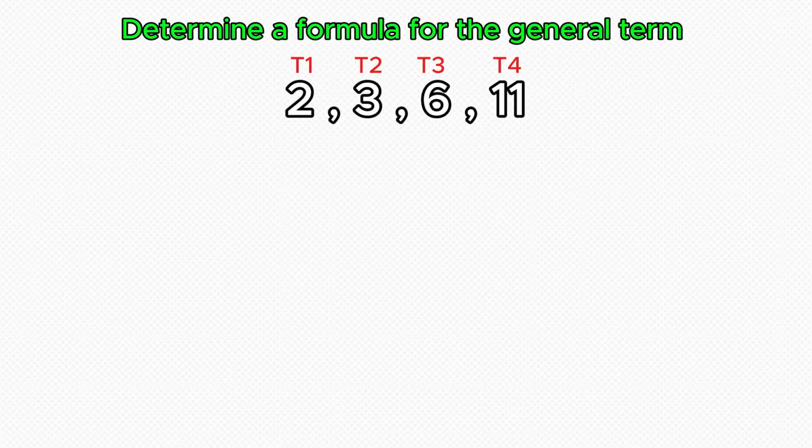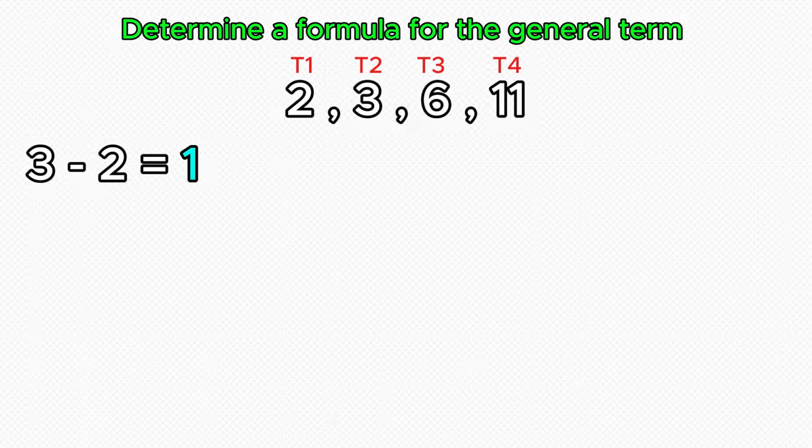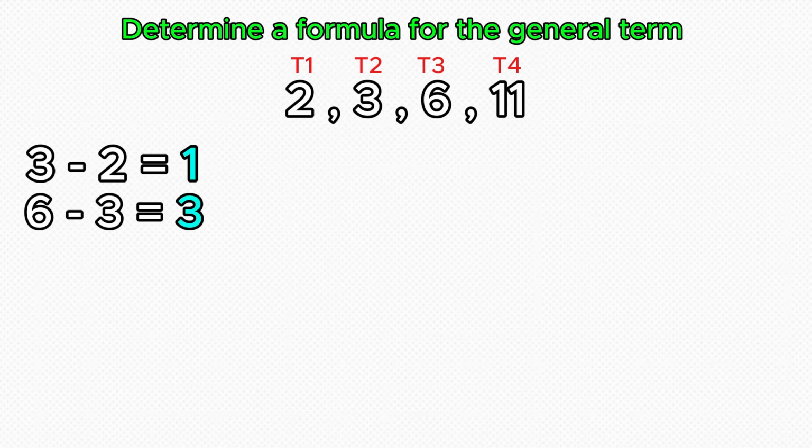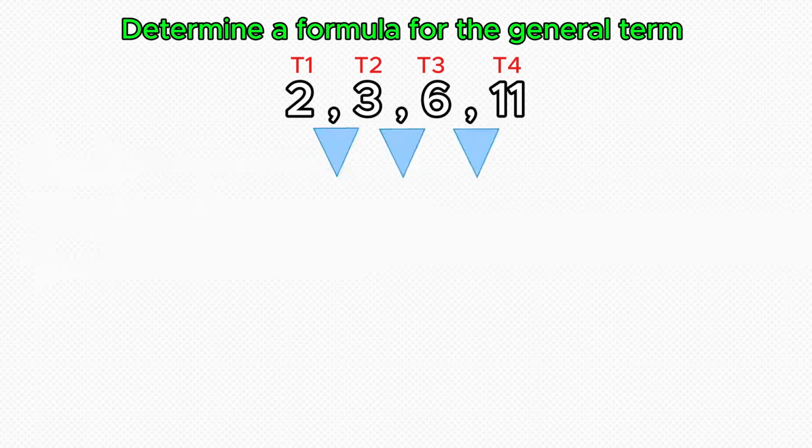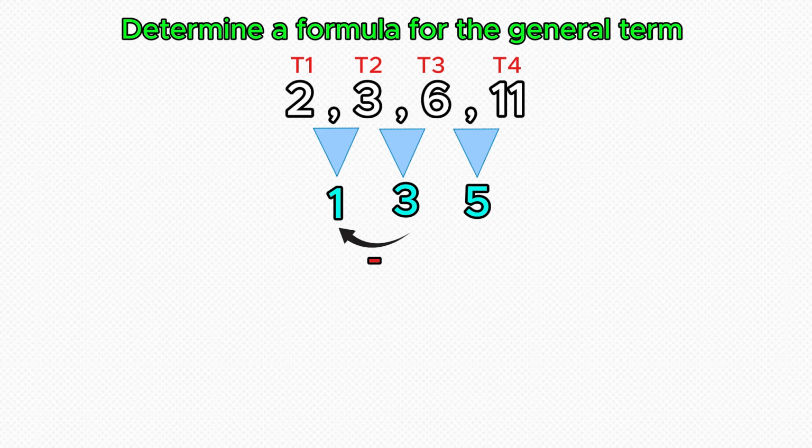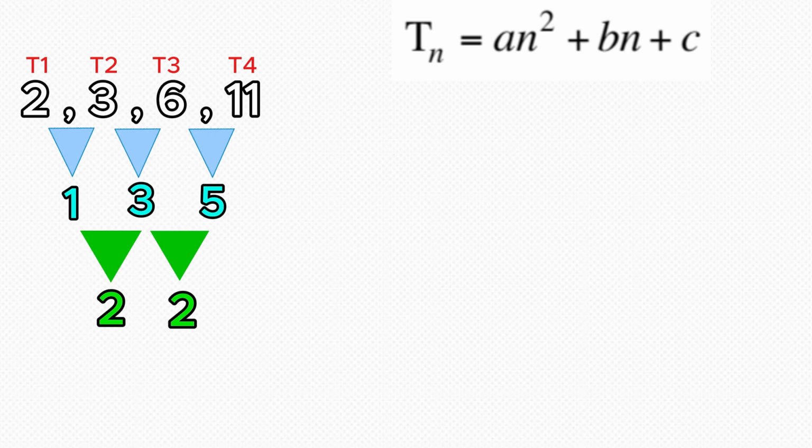So what's the first step we do? First we do T2 minus T1, which is 3 minus 2, giving us 1. Then T3 minus T2, which is 6 minus 3, giving us 3. And then T4 minus T3, which is 11 minus 6, giving us 5. Those are our first differences: 1, 3, 5. Now we do our second differences, which is 3 minus 1, giving us 2, and 5 minus 3, giving us 2.